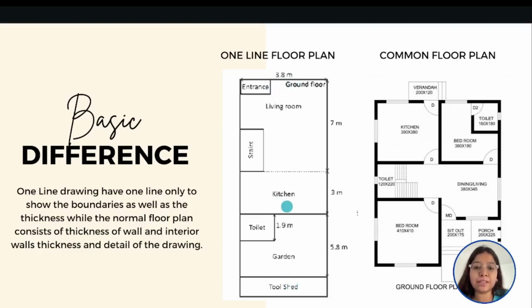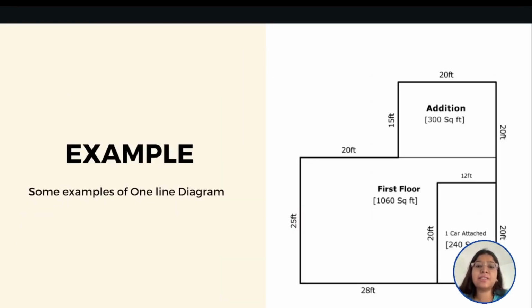So let's move with the another slide. That is an example that I have given here for the one line diagram. This is a very simplified floor plan, or you can say a simplified just only a floor plan, so you can get an idea how a one line diagram can be done. So we just added different measurements over here, that is length and width, and just only the bold thick lines to represent the boundaries and the interior walls.